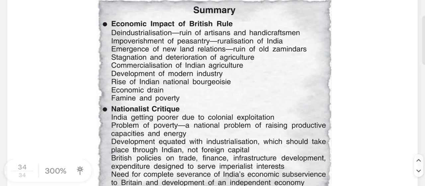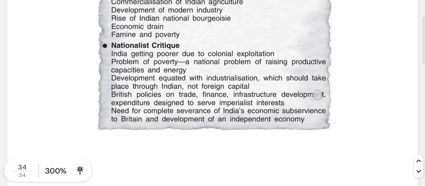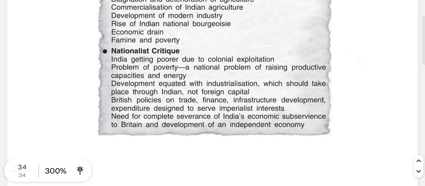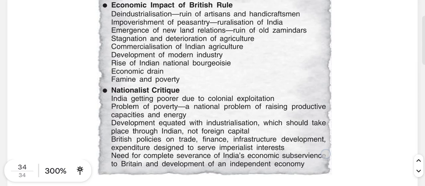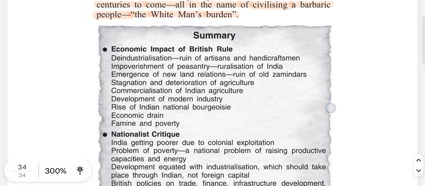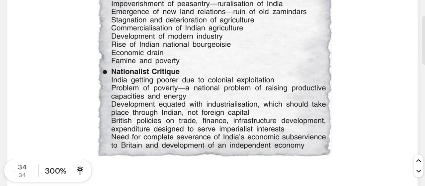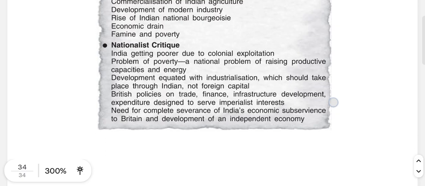Nationalist critique. India getting poorer due to colonial exploitation. Problem of poverty. A national problem of raising productivity capacities and energy development equated with industrialization, which should take place through Indian, not foreign capital. British policies on trade, finance, infrastructure development, expenditure designed to serve imperialist interests. Need for complete severance of India's economic subserviency to Britain and development of an independent economy.